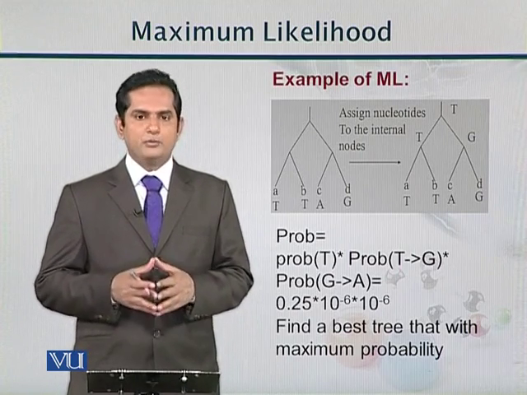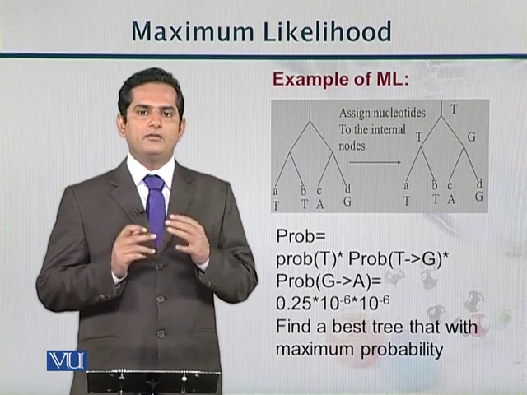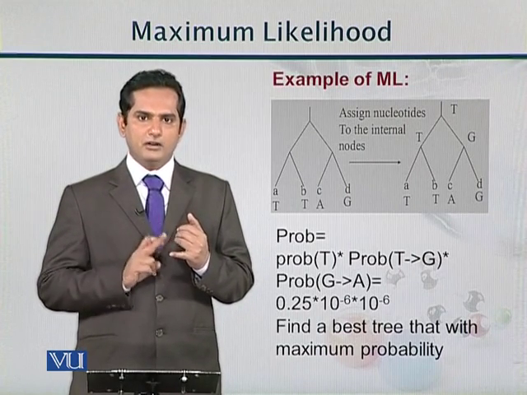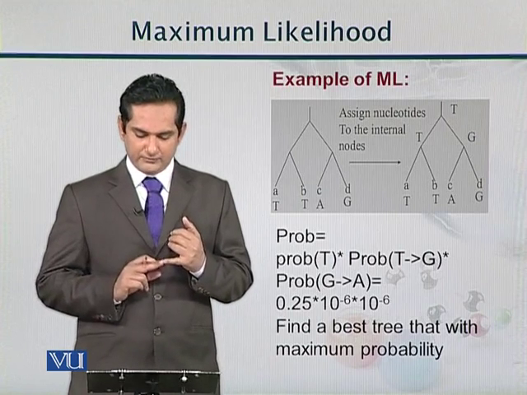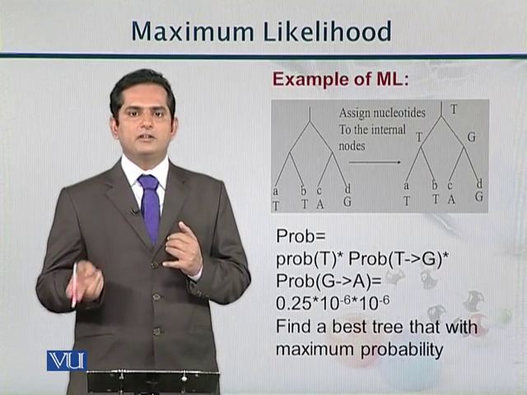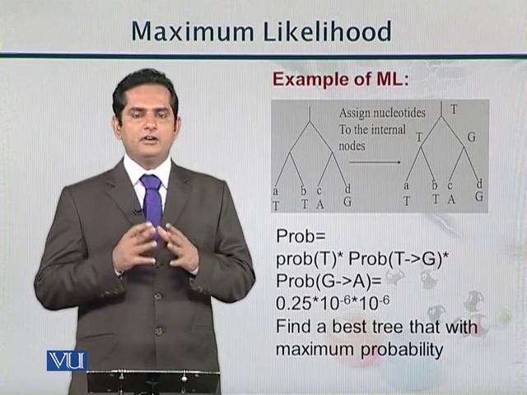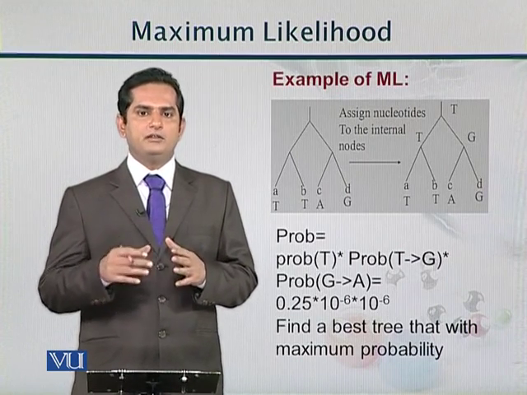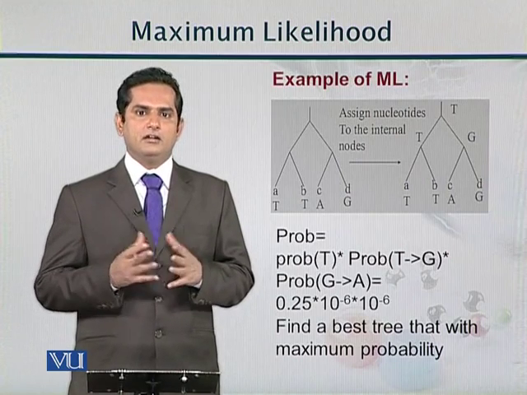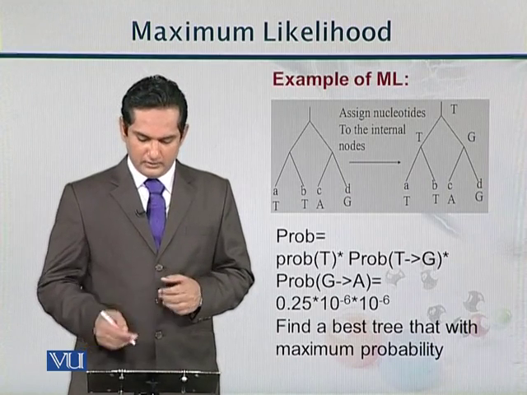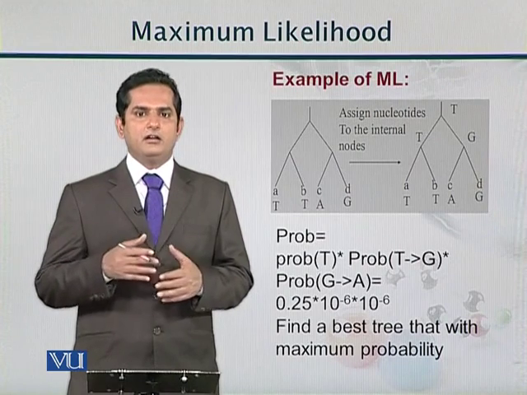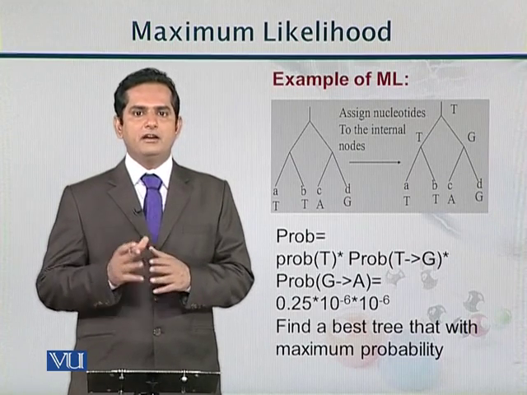To calculate this probability, what I need to know is the probability of T itself, then the probability of T when it is converted into G, and similarly the probability of G when it is converted to A. So I will get these three probabilities, and then the tree which has the highest probability for all these things will be selected as the output tree. So in this mechanism, it will be the selection of the best tree against our data.